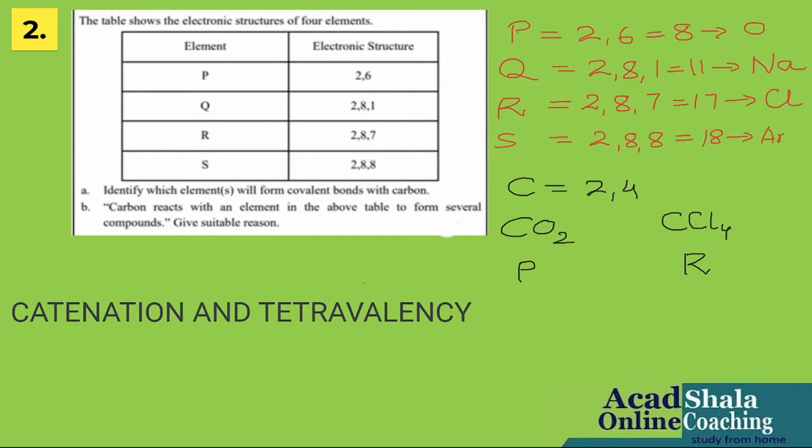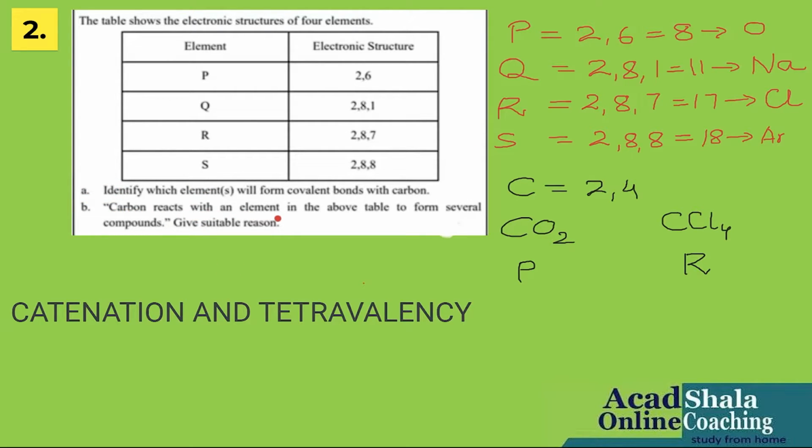So P and R are sure, and they will form covalent bonds with carbon. The last one, let us see: S, that is 2,8,8, that means 18, argon. No, it will not participate because it's a gas. So our answers are P and R. These two elements will form covalent bonds with carbon. Finished my A part.